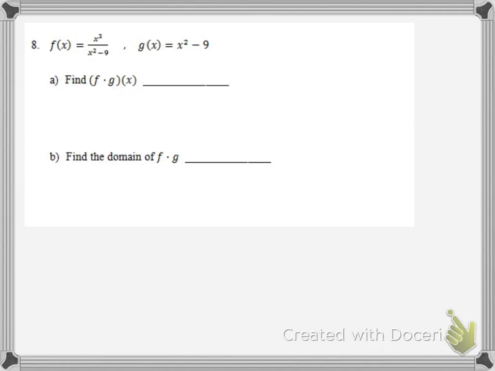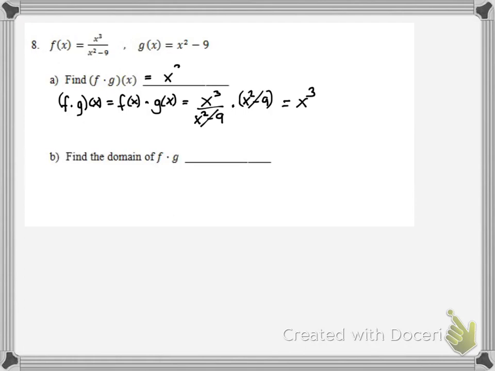Okay. So now I gave you two functions and I've asked you to combine them. In this one I'm asking us to find f times g, which is going to be a new function. And this new function is found exactly the way you would expect it to be. We're going to take f of x and we're going to multiply g of x. So here's f of x, it's x cubed over x squared minus 9. We're going to multiply by g of x, which is x squared minus 9. Now look what happens. This can be simplified. I should put parentheses around this whole thing. These two quantities can be canceled. So it looks like when we find this new function, f times g of x, it is equal to x cubed.